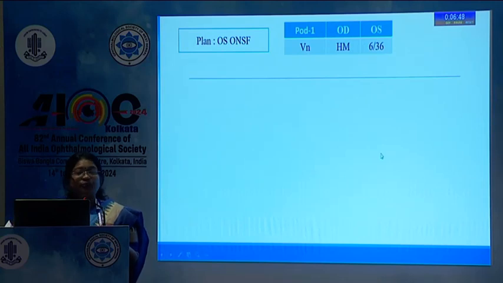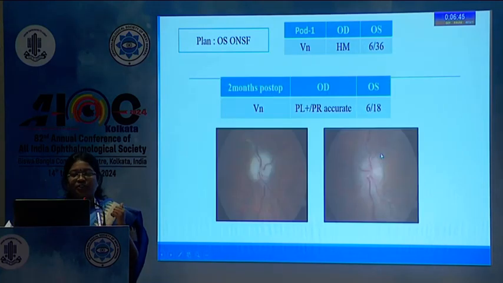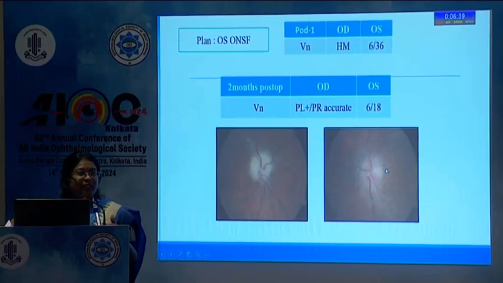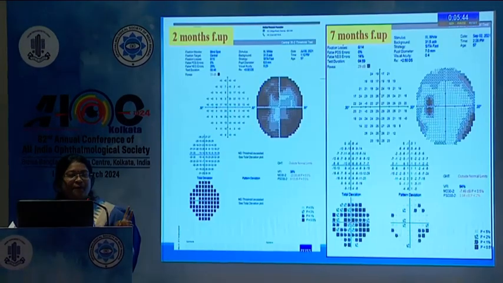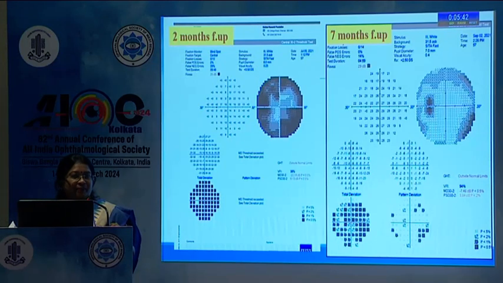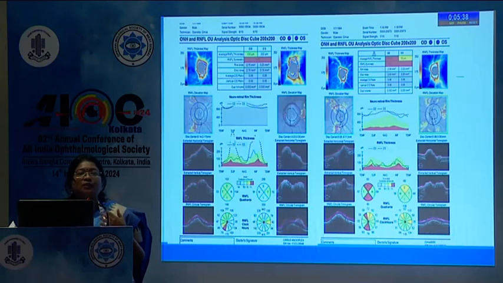This is the day one result of the sheath fenestration, and this is what he looked like at 2 months follow-up. There's a definite reduction of the fluid in the fellow eye, and this is his visual acuity at follow-up, and you can see the visual field by 7 months. So that was the better eye. This is the improvement you get with the ONSF.